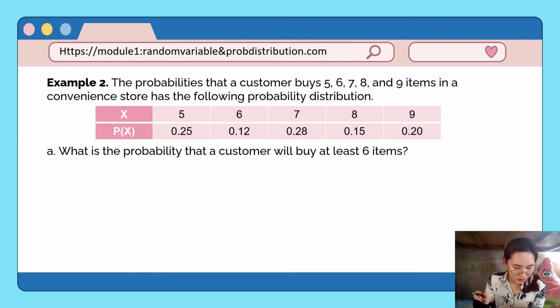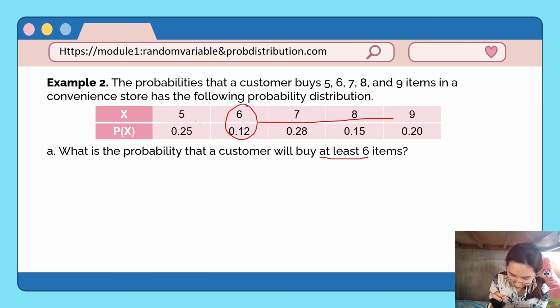So, example number 2. The probabilities that a customer buys 5, 6, 7, 8, and 9 items in a convenience store have the following probability distribution. So, 5, 0.25; 6, 0.12; 7, 0.28; 8, 0.15; and 9, 0.20. So, what is the probability that a customer will buy at least 6 items? When we say at least, pinakamababa na po yung 6. Okay? So, kailangan natin ngayon, since ito na yung pinakamababa, ibig sabihin hindi na po ito kasama. So, lahat na po ng yan ang hinahanap.